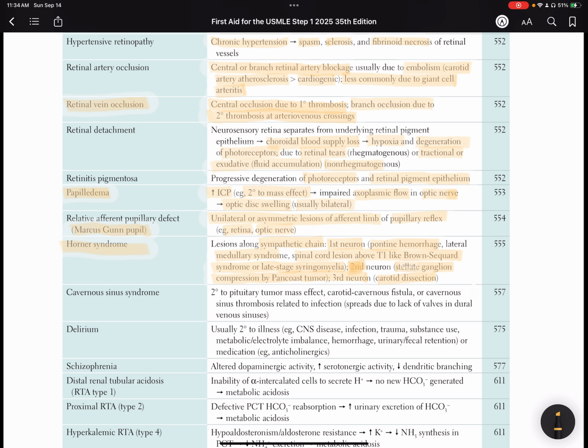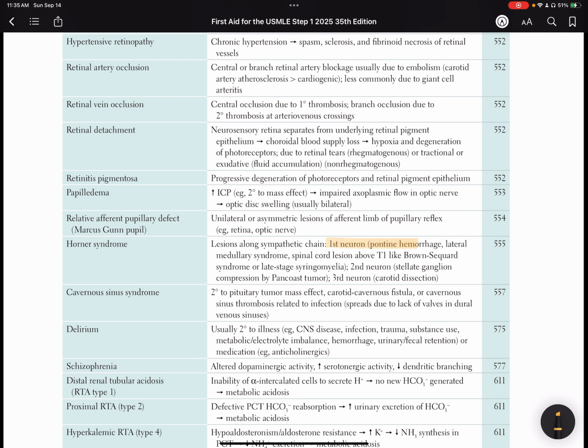So once again, Horner syndrome is a lesion along the sympathetic chain. First neuron, pontine hemorrhage, lateral medullary syndrome, spinal cord lesion above T1 like Brown-Séquard syndrome or late stage syringomyelia. Second neuron, stellate ganglion compression by Pancoast tumor.